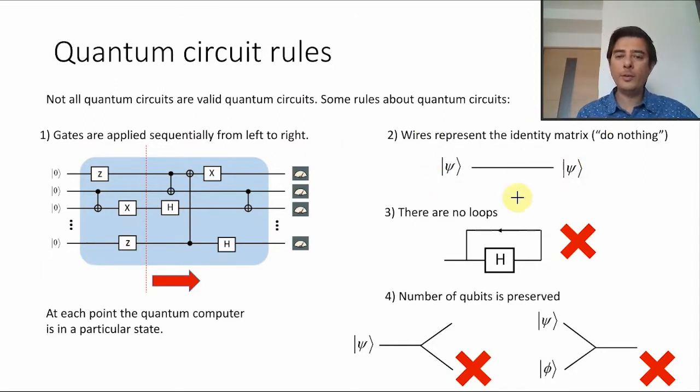The second rule is that these wires represent the identity matrix. As you would expect, the wire just leaves the qubit as it is. If you've got a state psi and you put it in this wire, it leaves the state as it is. That's the meaning of these wires. So at this point on this qubit, you apply this gate X. After that, you do nothing to that qubit for a while, and in the meantime you might be applying other gates to other qubits.